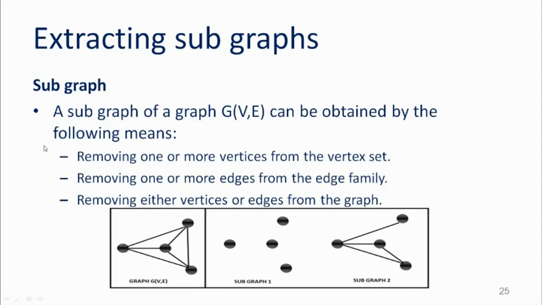The subgraph can be extracted in such a way that removing one or more vertices from the vertex set. So either you may remove one vertex or more than one vertex. For example, even if I remove this vertex, still it is a subgraph of this graph because it is following the same pattern that is available in the main graph. Next one is removing one or more edges from the edge family. Here one edge was removed, still it is a part of this because it is almost following the same pattern which is available in the main graph. Only these edges are not there. And removing either vertices or edges from the graph. So these are the three ways where you can get the subgraphs.